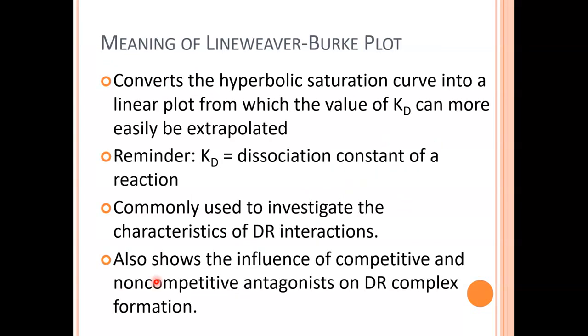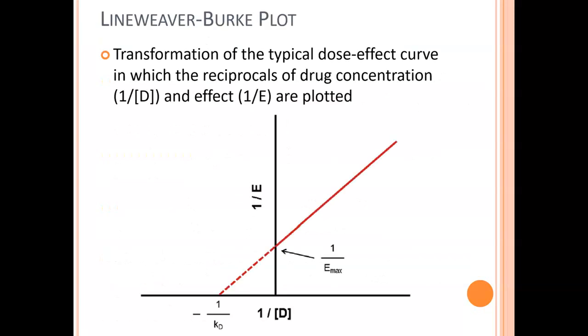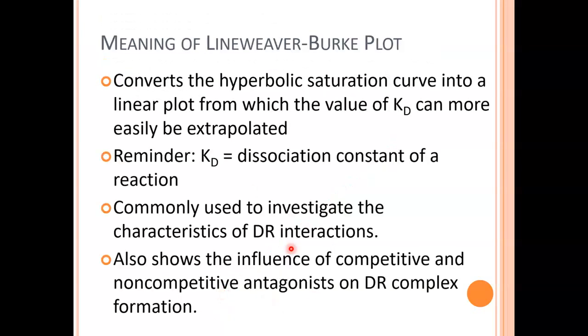Right, so a Lineweaver-Burk plot converts a hyperbolic saturation curve into a linear plot from which the value of KD can be much more easily extrapolated. So this is the backwards extrapolation I was trying to say but didn't have words for. As a reminder, KD is the dissociation constant of a reaction.